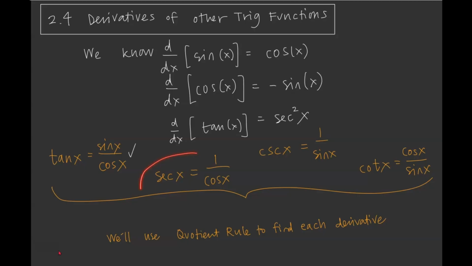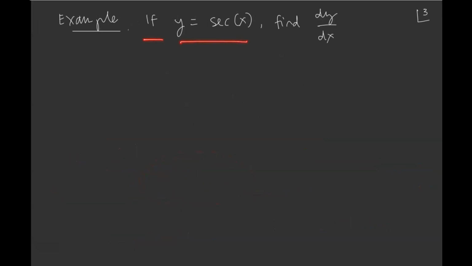We won't do all of them, but I do want to do this one, the derivative of secant x. So if y equals secant of x, find dy dx, find the derivative. This also is a really good one for you to try. You're going to use the quotient rule again, and you're going to remember that secant of x is just 1 over cosine of x. The quotient rule looks a little different this time because a few things are going to drop out. So go ahead and try this one on your own.